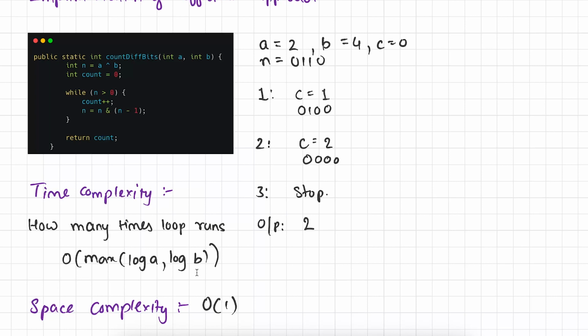Now what about space complexity? As this is an iterative solution, we are not using any auxiliary space other than some variables. So the space complexity of this solution comes out to be theta of 1. We are taking constant space to solve this problem. So far so clear, I hope you got it.